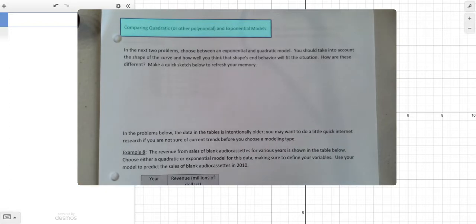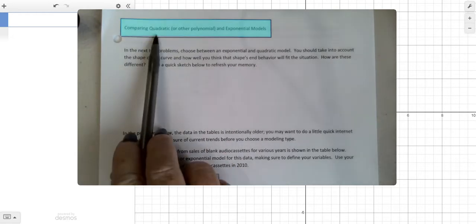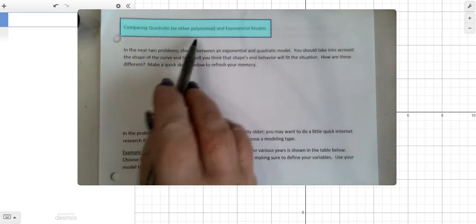This is section 5.8, part B. We've been looking at comparing exponential models with linear models. They both have constant rates of change, right? Linear models had a constant absolute rate of change, and exponential models had a constant relative rate of change, usually expressed as a percent. We're now going to throw the quadratic models into the mix, or perhaps even other polynomials.